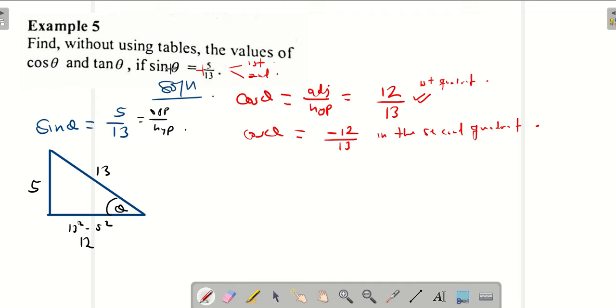That is when sin theta is positive 5 over 13. It means that the angle is both in the second quadrant and the first quadrant. Therefore, cos has to also be in the first quadrant and the second quadrant. Cos will be positive in the first, but in the second quadrant, cos is negative. So that is the solution.